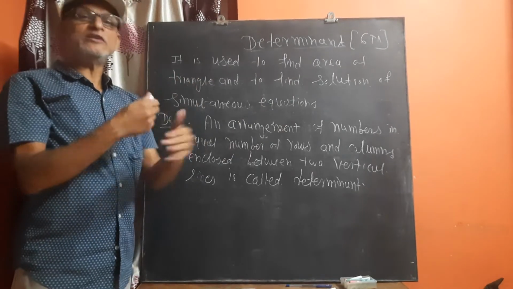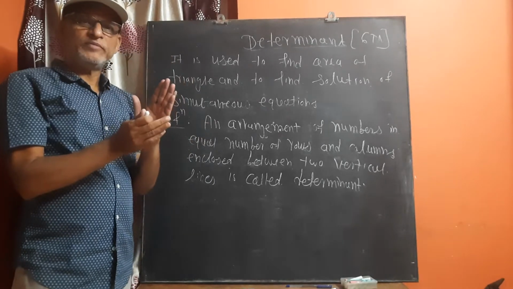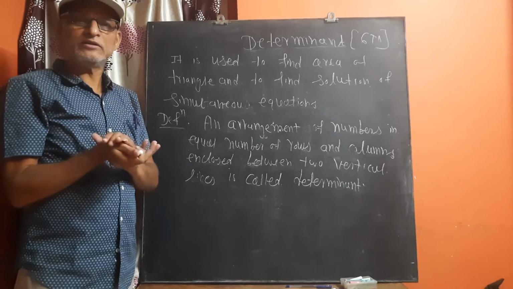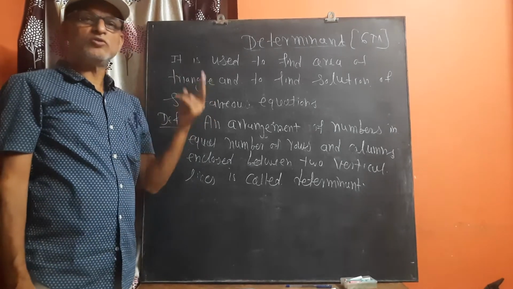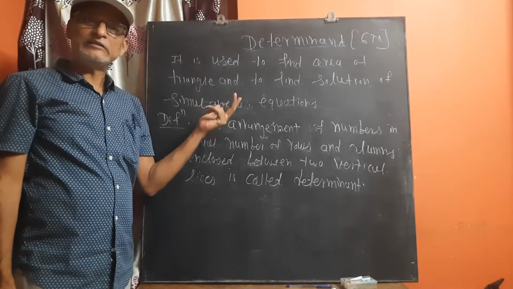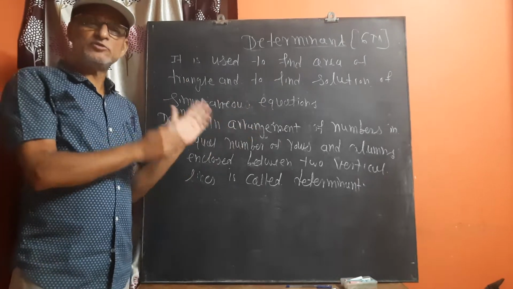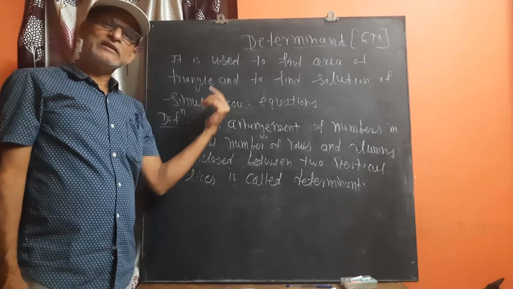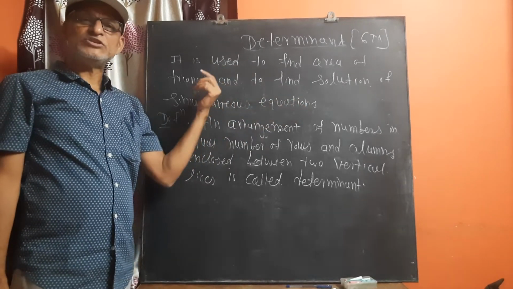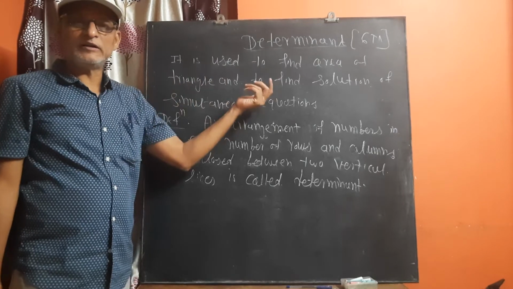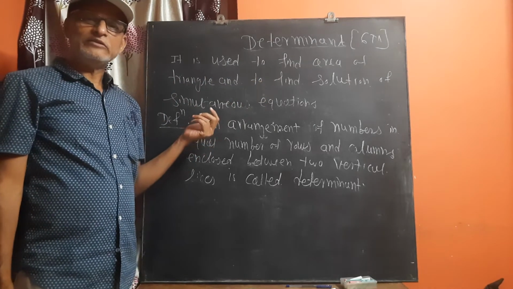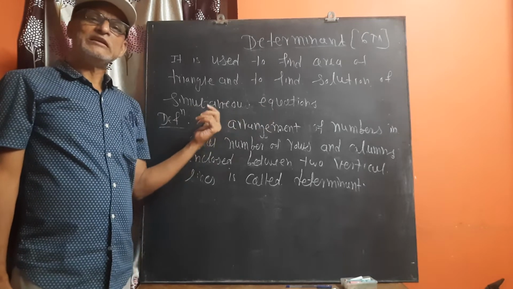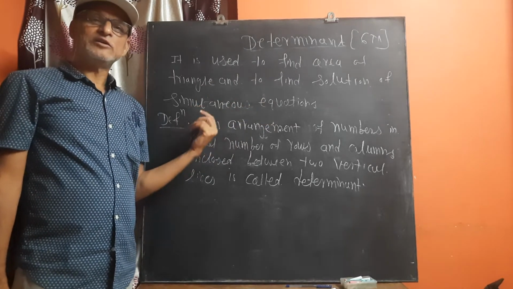So arrangement of all those numbers in square form. Square form means equal rows and equal columns. If there are 2 rows and 2 columns, then there will be the arrangement of 4 numbers. If there are 3 rows and 3 columns, then the arrangement will be of 9 numbers. Whenever there are 2 rows and 2 columns, the order of determinant is 2, or it is called the 2 by 2 order determinant. Whenever there are 3 rows and 3 columns, the order of determinant is 3 by 3, or it is called the third order determinant.